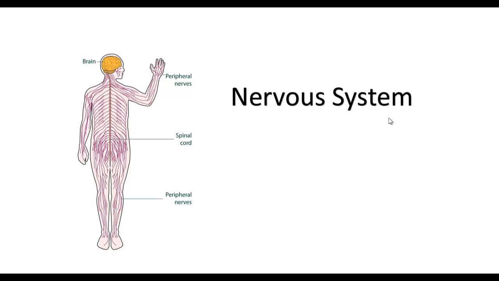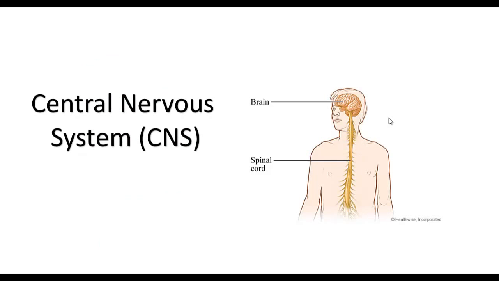Next, let's take a look at the nervous system. The nervous system is what allows you to think and to sense things. So if you sense cold, if you sense warmth, that's being delivered through nerves. If you get a cut and it hurts, that's from nerves. So let's take a look at the nervous system.